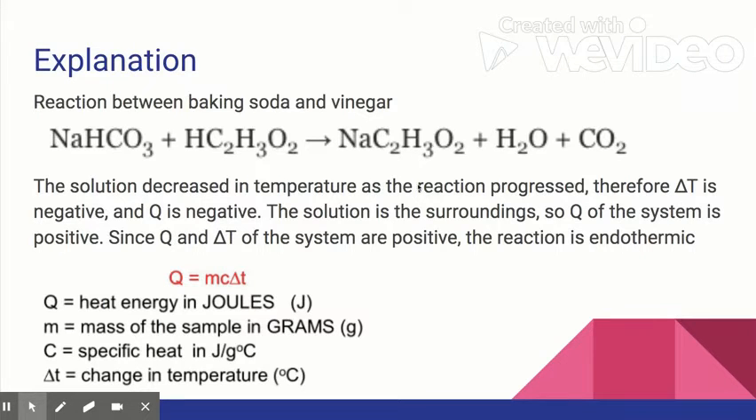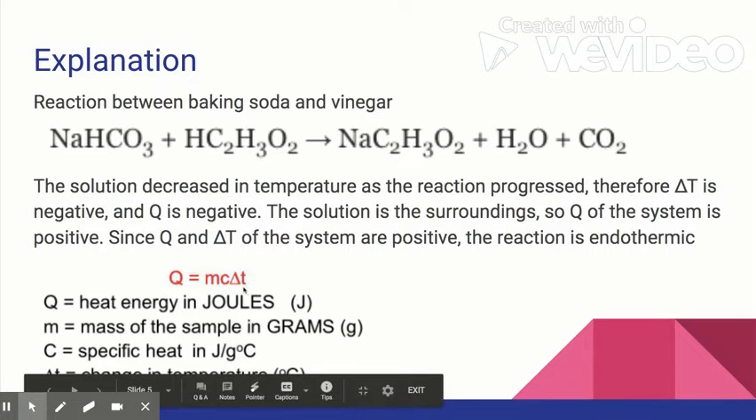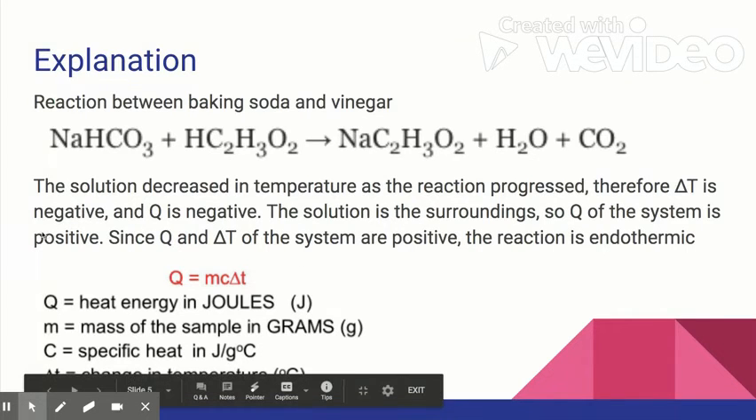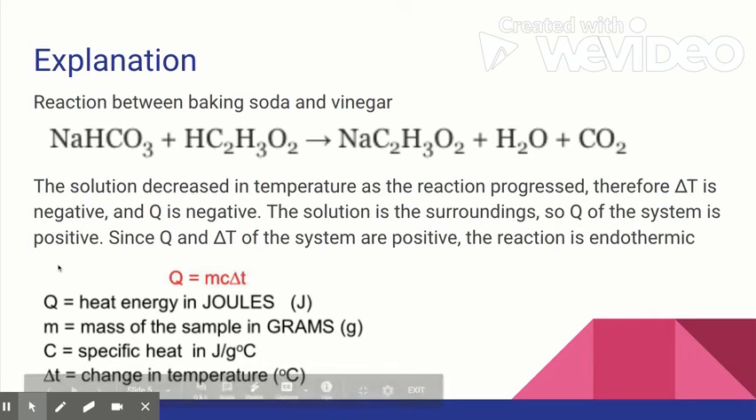In the reaction between baking soda and vinegar shown below, the solution decreased in temperature as the reaction progressed, so the temperature change is negative. And since Q equals mc delta T and the temperature change is negative, the Q value would also be negative. However, what I was measuring was the solution, which is the surroundings. So the Q of the system, the heat produced or released by the system, would actually be positive as the system absorbed heat as the reaction progressed, which made the solution decrease in temperature.